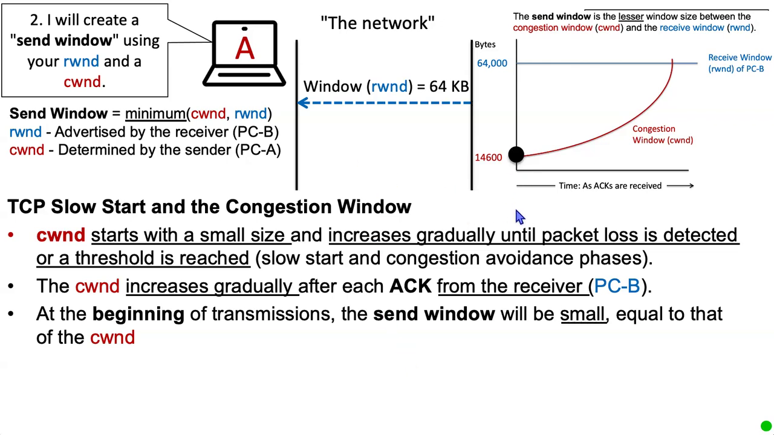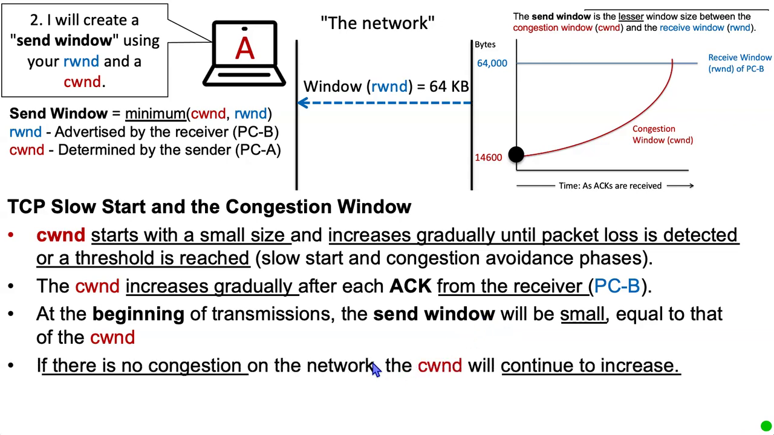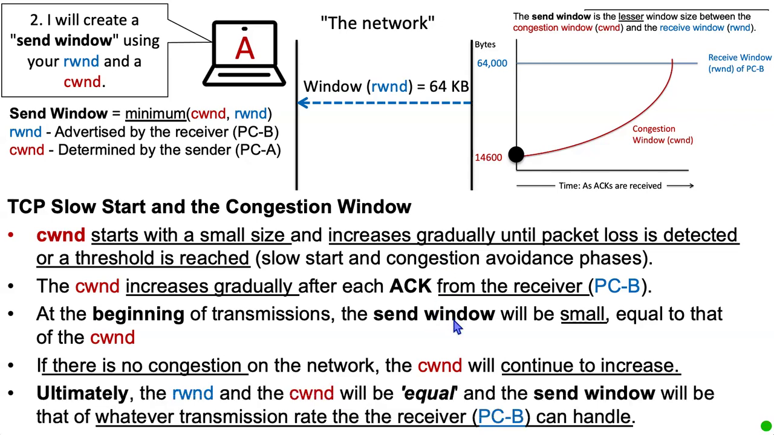At the beginning of the transmission, the send window will be small, equal to that of the congestion window. If there's no congestion on the network, the congestion window will continue to increase. Ultimately, the receive window and the congestion window will be equal, and the send window will be whatever transmission rate the receiver PCB can handle. That will be its receive window. We'll see this in a moment, where the congestion window increases to where it's equal to the receive window, and that's where the send window will be maximized.